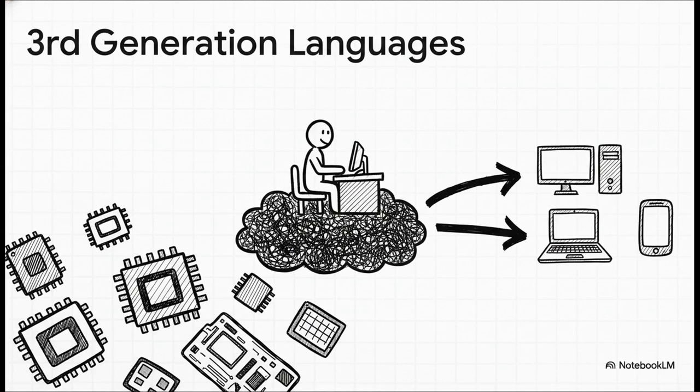For the very first time, you could write a program in something like C or Python, and it could run on computers with totally different hardware inside. This was huge. It worked because 3GLs hide all those messy hardware details, letting programmers just focus on the logic. This is the generation that built the modern world we live in. Most of the software we use every day is written in a 3GL.